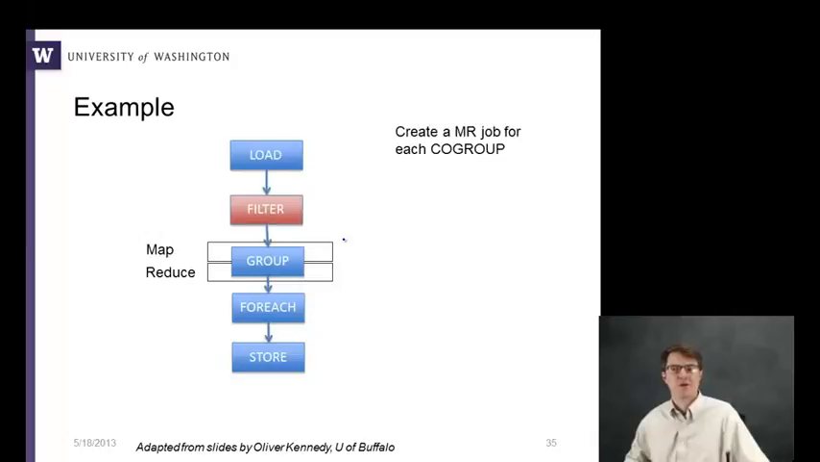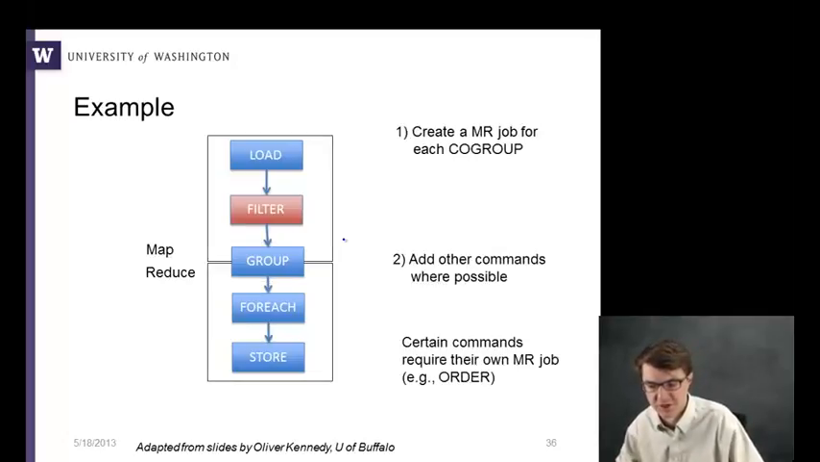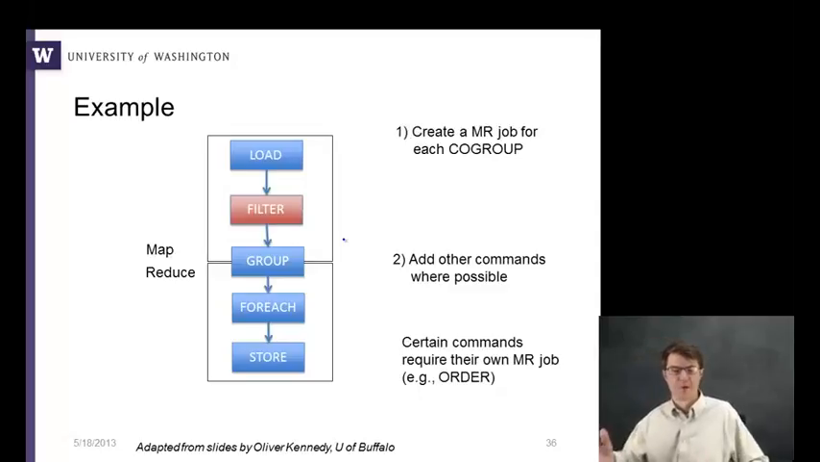So we're not done. We now have to map this abstract execution plan down into a sequence of MapReduce jobs. The way it does this is it first identifies all the group and co-group operators in the plan and assigns an individual MapReduce job to each one of those operators. Then incrementally it tries to walk forward and backward and put as much work as it can into the same MapReduce job.